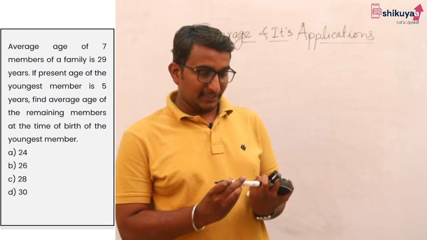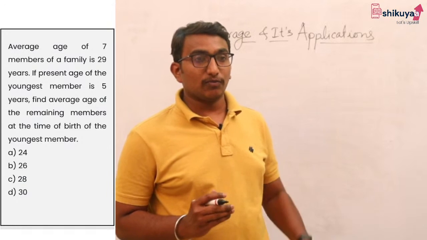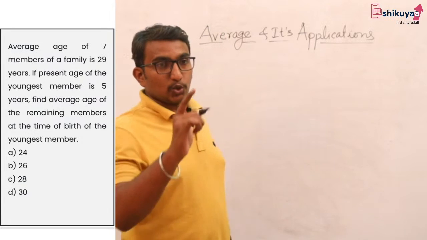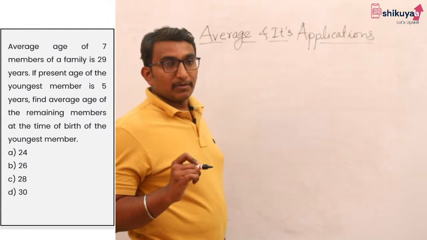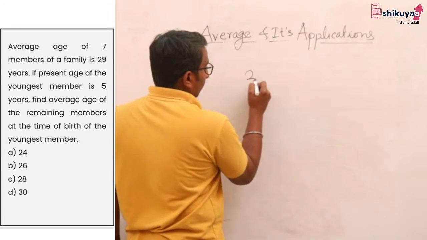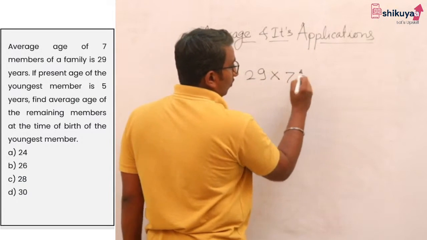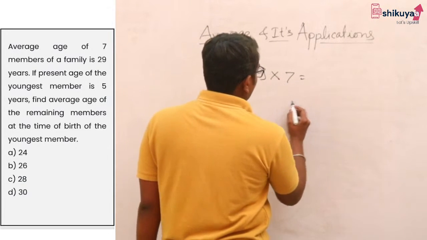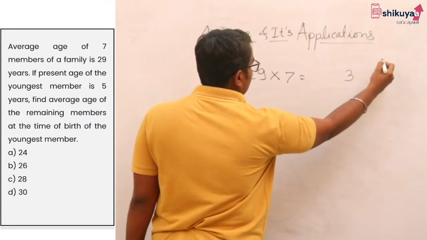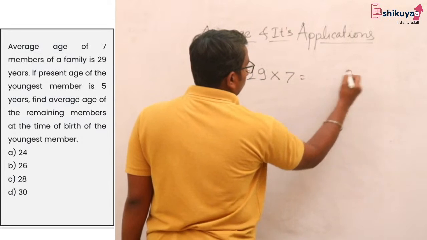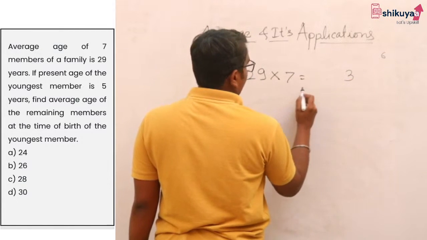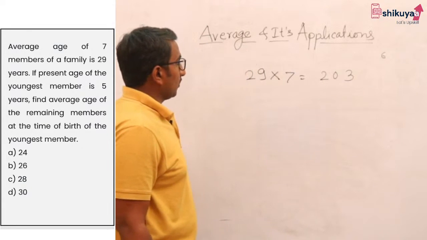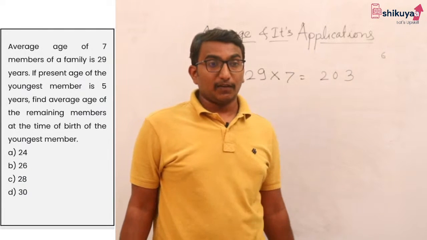Very exciting question. First, let us try to find out the summation of age of all the family members right now. So the average age of the 7 members of a family is 29 years. So 29 into 7 would be the summation right now. What is the summation? 9 sevens are 63, so 6, 14 plus 6, 20, 203.